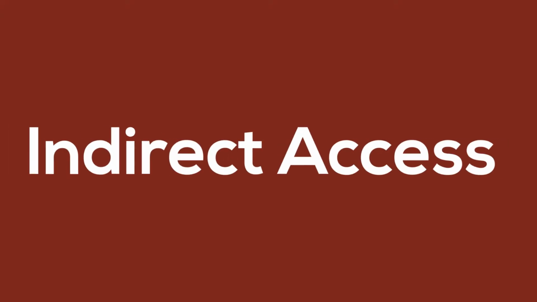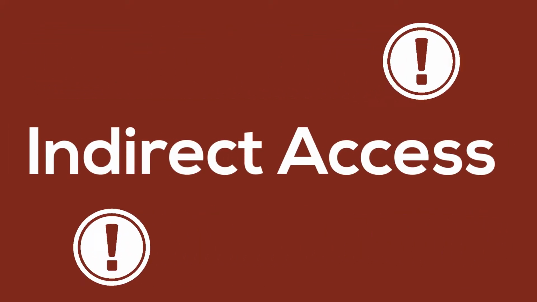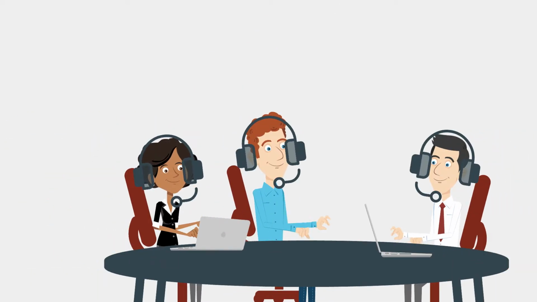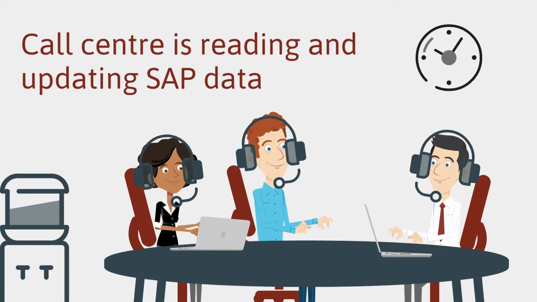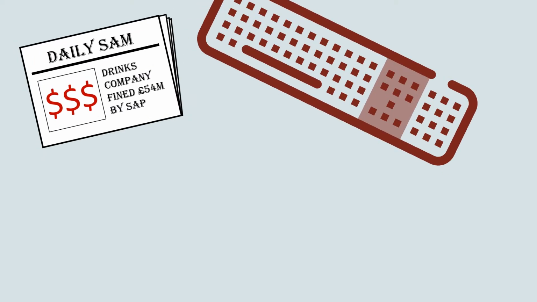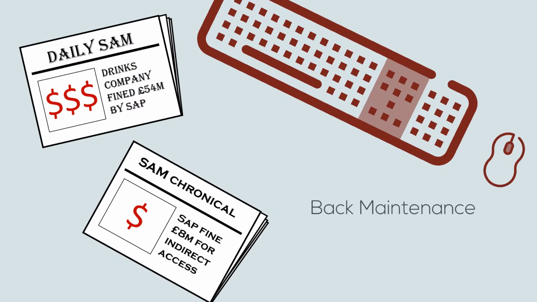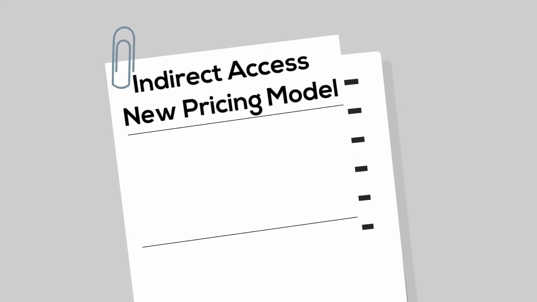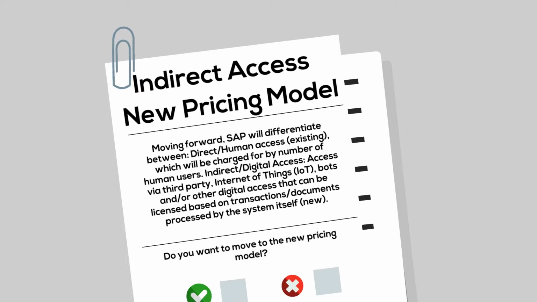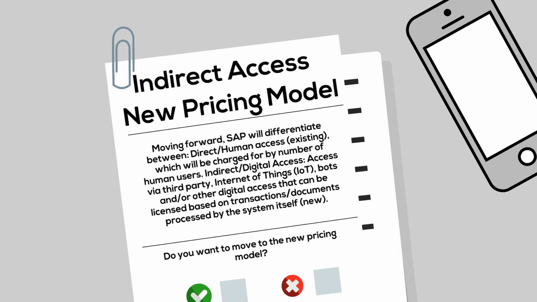Firstly, they would like to tackle the thorny issue of indirect access. They know their call center system is reading data from and updating data in SAP. They have heard about high-profile cases in the news and the subsequent financial impacts on those businesses, and are worried the same will happen to them. To add to the complexity, they have received the new pricing model for indirect access and wonder whether the old model for indirect access would be less costly, and whether they are still entitled to it.